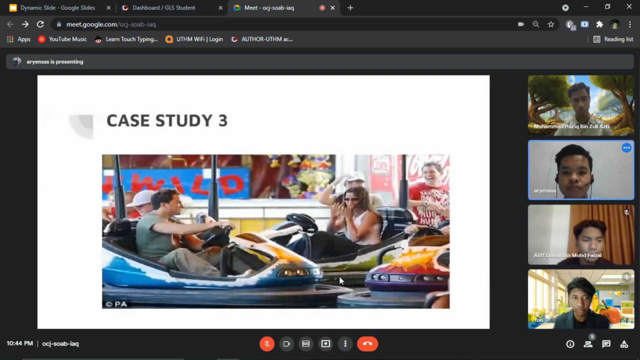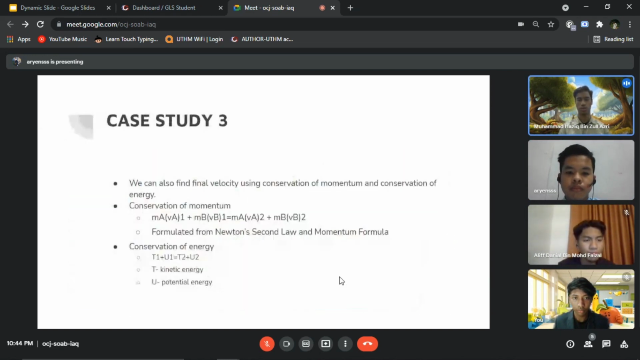Next presenter. For case study 3, as we can see in the picture, it is about a bumper car. We can also find final velocity using conservation of momentum and conservation of energy, aside from the principle of linear impulse and momentum. So what is conservation of momentum? The formula is stated as below.